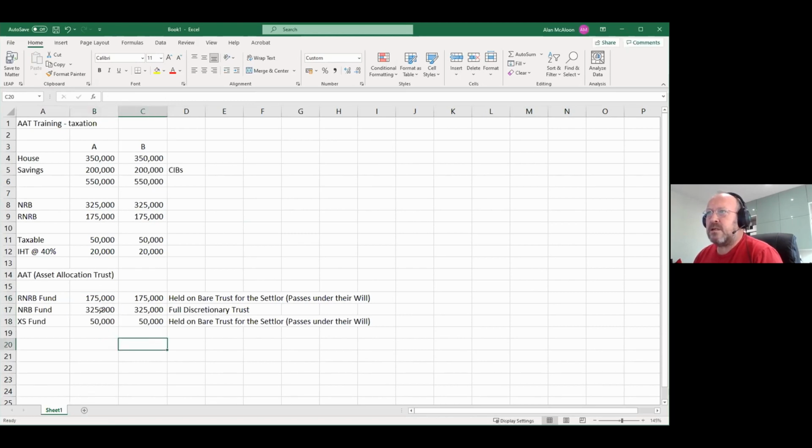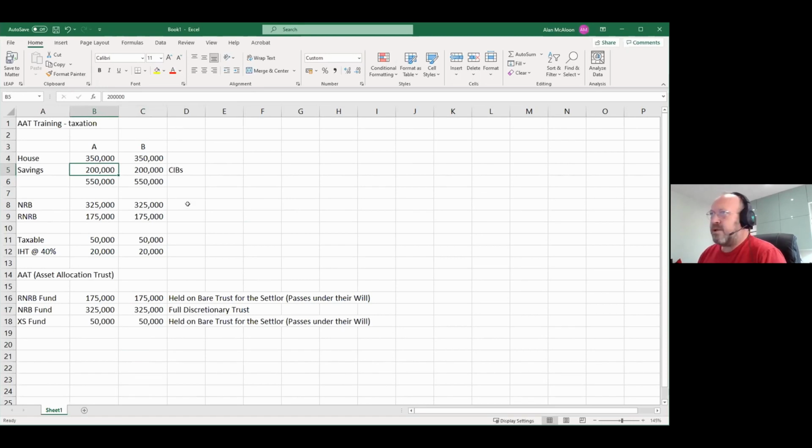So if we decided that we only wanted to put half of this investment in, for instance, then obviously this excess fund would be zero because we'd be taking that out, and the nil rate band fund would then only have 275 in each. So depending on what we flex here, depending on what happens here.